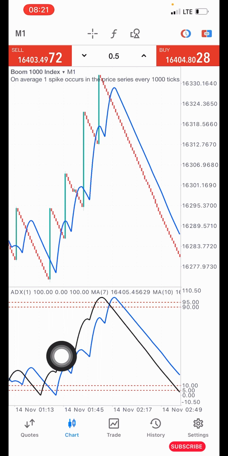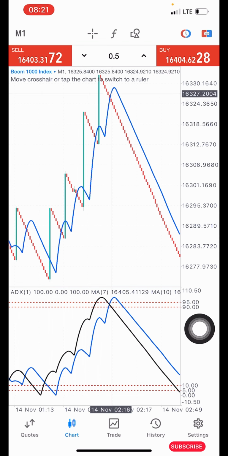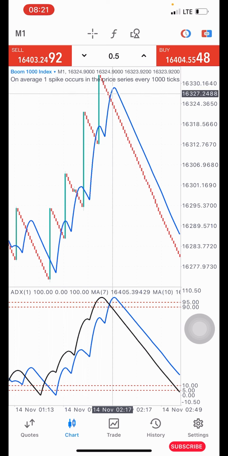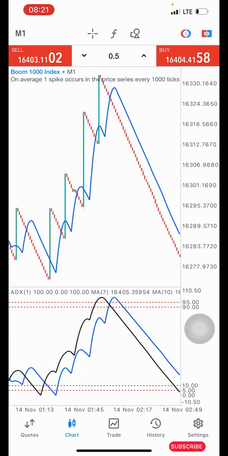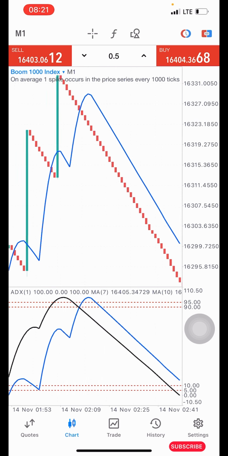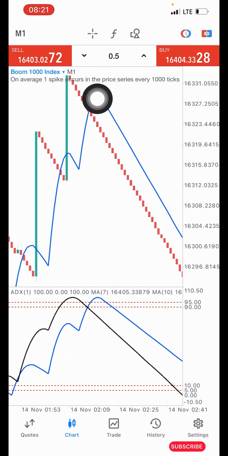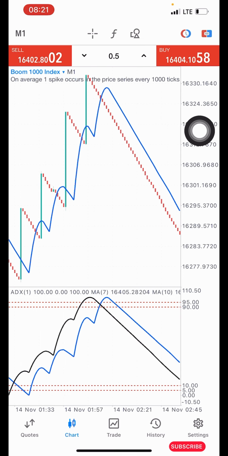The second condition is that you allow this black line to cross below the blue moving average. On the main chart also, you want to see that price has crossed below the blue moving average. This is how you know it has successfully crossed: the candlestick closes below the blue moving average on the main chart. Once you have seen that, that's when you should think of taking an entry with this strategy.